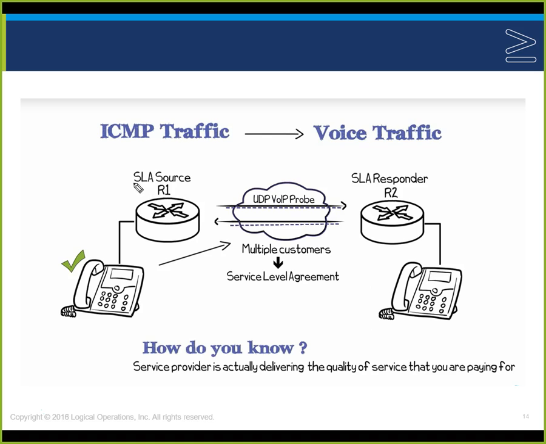What we have is an SLA source, a service level agreement source, us, that's going to send a voice over IP probe to the responder, and the responder is going to be maybe at the ISP or at a remote location, so that we can check what kind of VoIP response we're getting through the cloud, through our provider. Multiple customers, service level agreements. The service provider is actually delivering the quality of service that you're paying for. How do we know? We know because we're going to trust but verify, right?